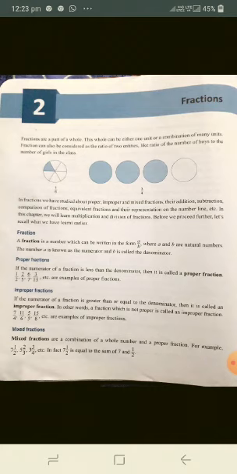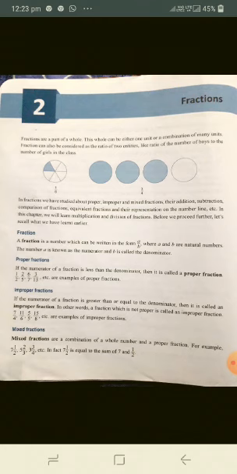Improper fractions. If the numerator of a fraction is greater than or equal to the denominator, then it is called an improper fraction. In other words, a fraction which is not a proper fraction is called an improper fraction. For example, 7 by 4, 11 by 6, 5 by 5, 15 by 8. These are called improper fractions.